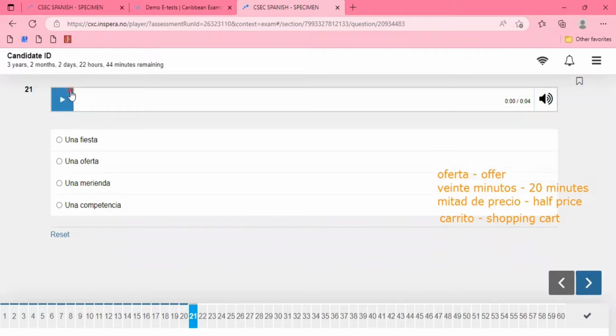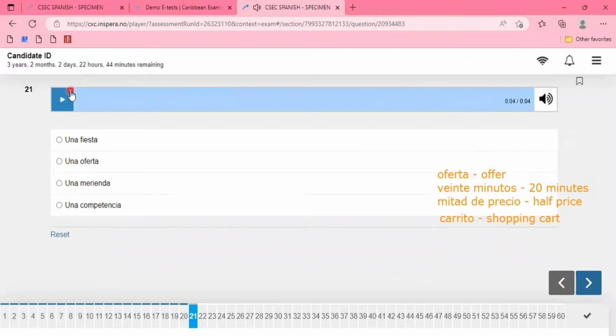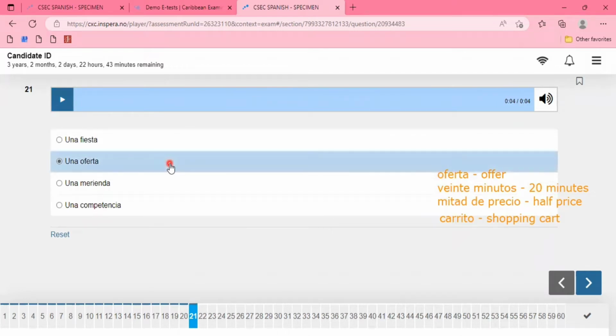Next question. Pregunta 21. ¿Qué va a tener lugar? What is going to take place? We hear tener lugar again. Now, at the start of the audio file, we heard something about an offer that would be happening within the next 20 minutes. And they use back the exact same word. Una oferta could have also been una venta, which would be sale. So it's good to just know some synonyms or similar words.